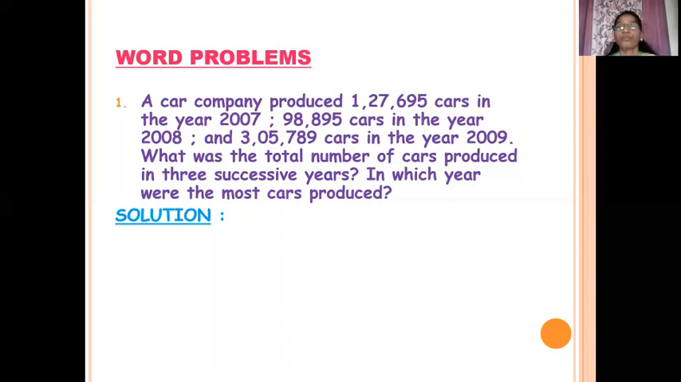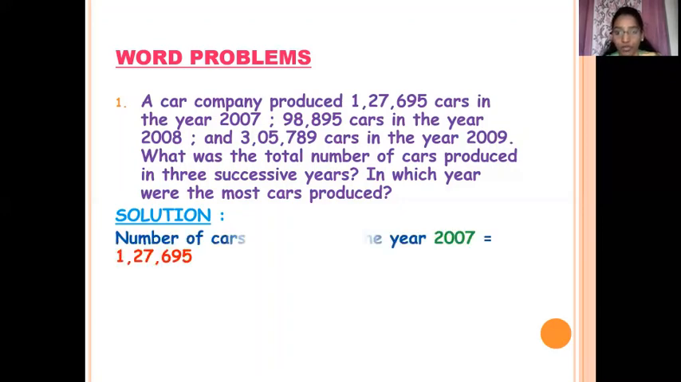Yes? So, it's a word problem, children. You have to be very careful with the statements and you must write the statements correctly. Yes, no short forms for number, no NO. You have to write it completely, the complete spelling. Okay. So the first statement according to the question is number of cars produced in the year 2007. Why I am separately telling the year? Because the question says in which year were the most cars produced. So you need to answer for the second part of the question too.